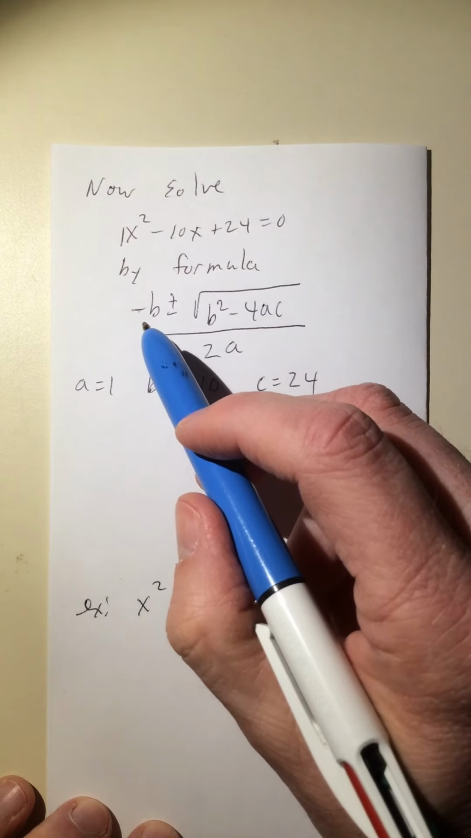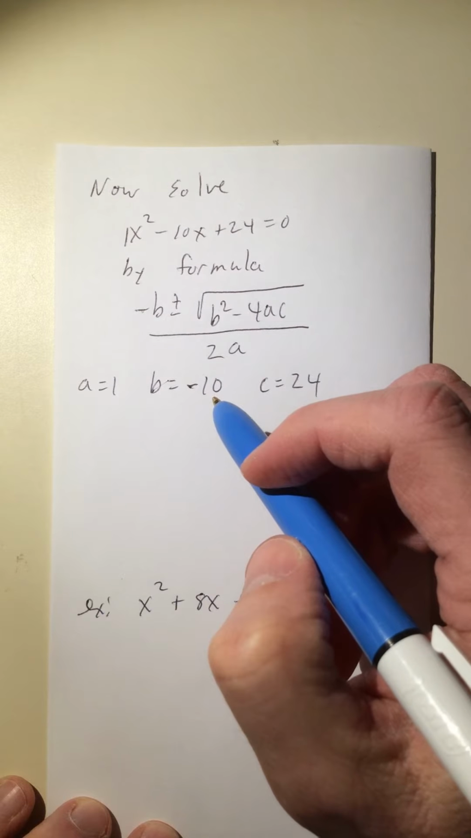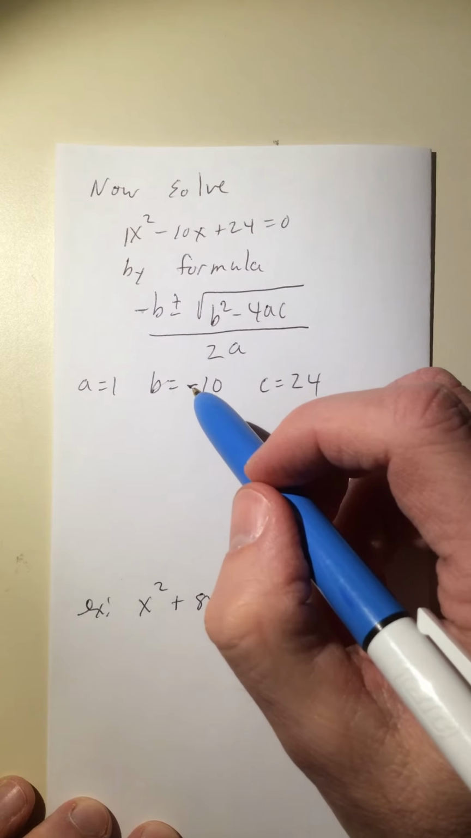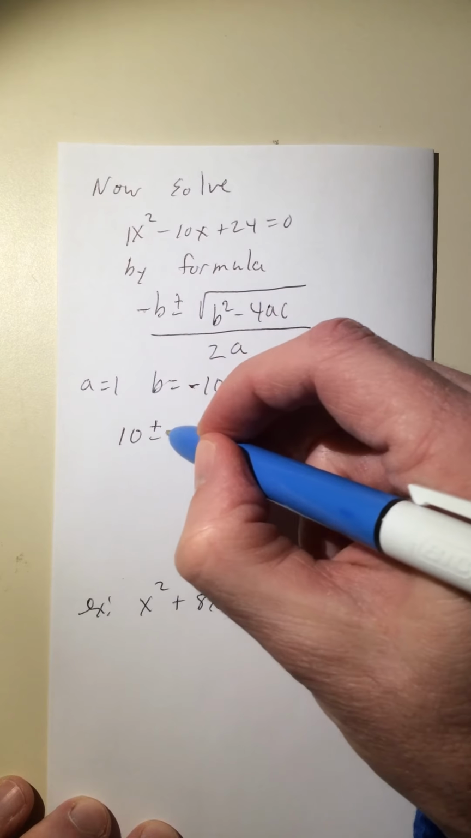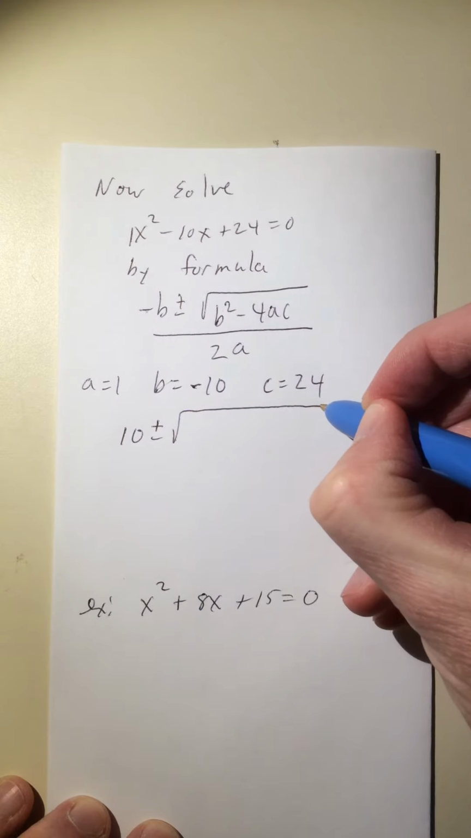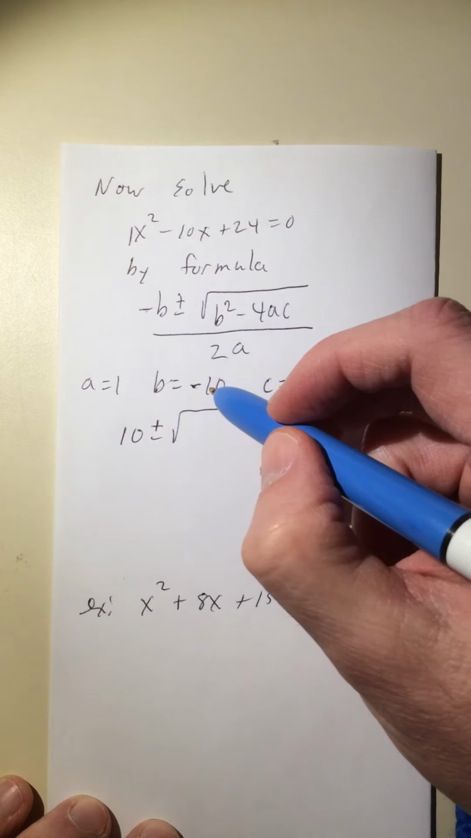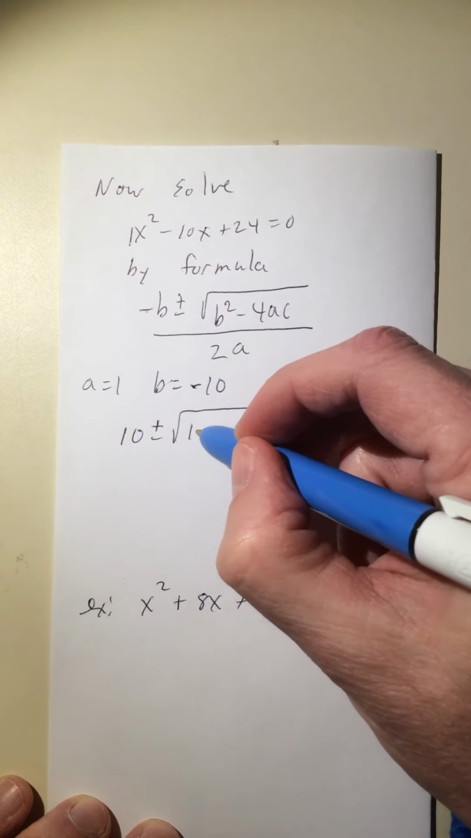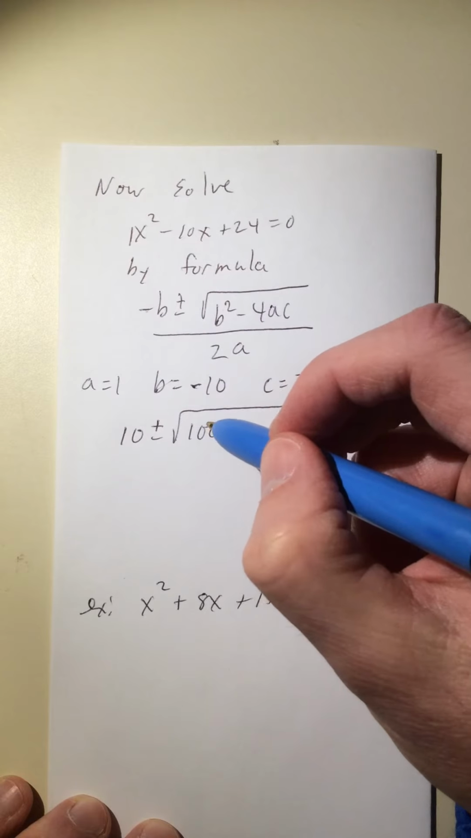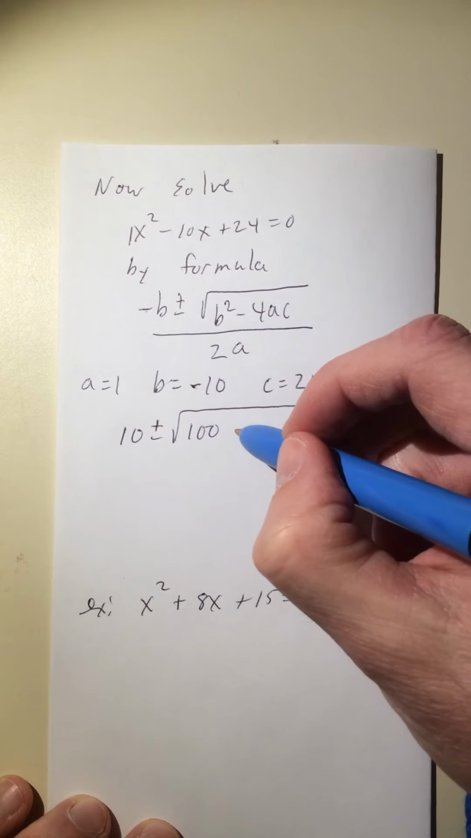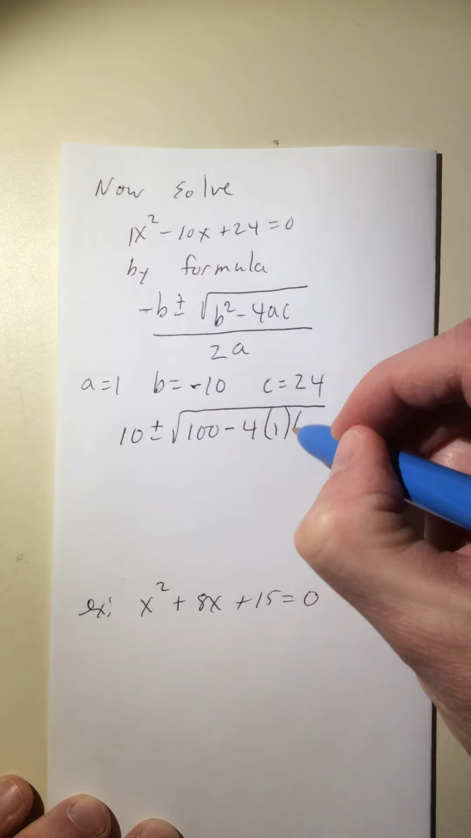So this starts off with negative b. If b happens to be negative 10, which it is, then a negative of negative 10 is really a positive 10. So we're going to move this into positive 10, plus or minus... I'm starting to think I might run out of room. I'll do my best here. And then it says b squared, so that's negative 10 times negative 10, which is 100. This number is always going to be positive whether b is negative or not, because a negative times a negative is a positive. And then we do minus 4 times 1 times 24.